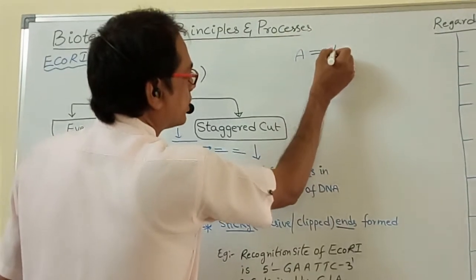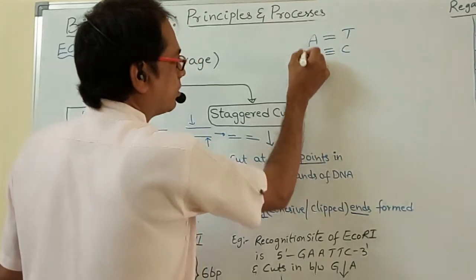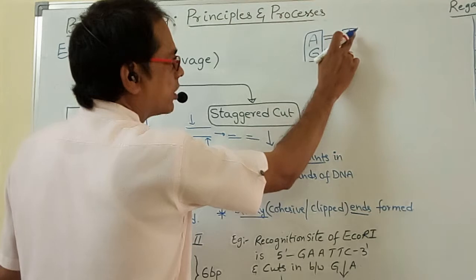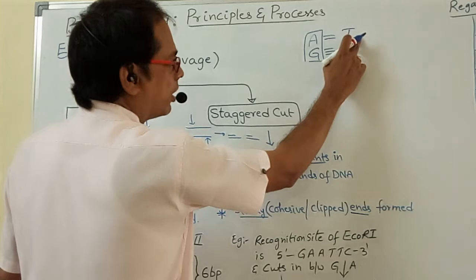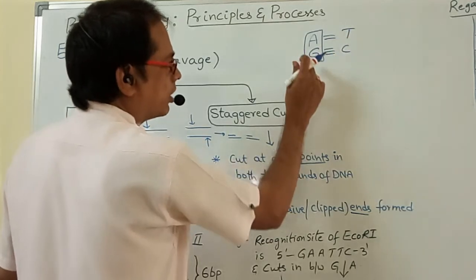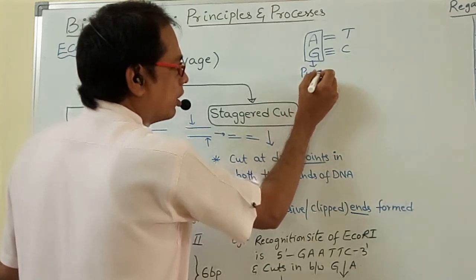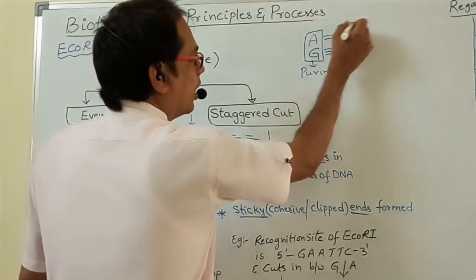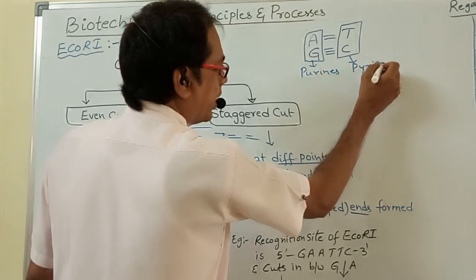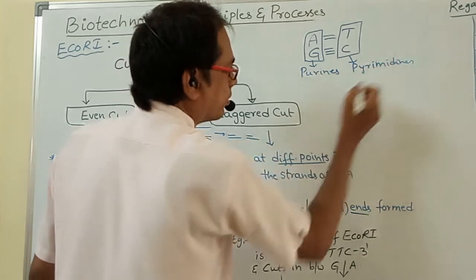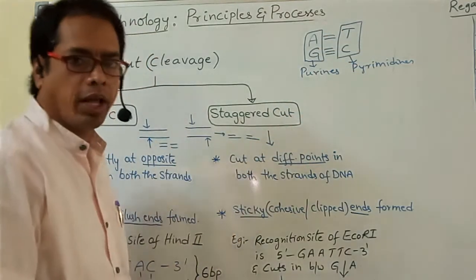Adenine always pairs with thymine. Guanine always pairs with cytosine. A and G are called purines, and thymine and cytosine are called pyrimidines.